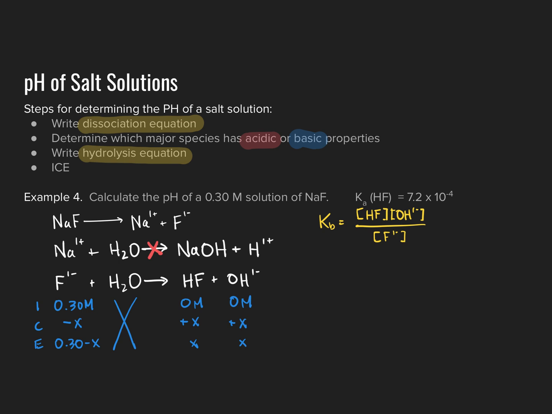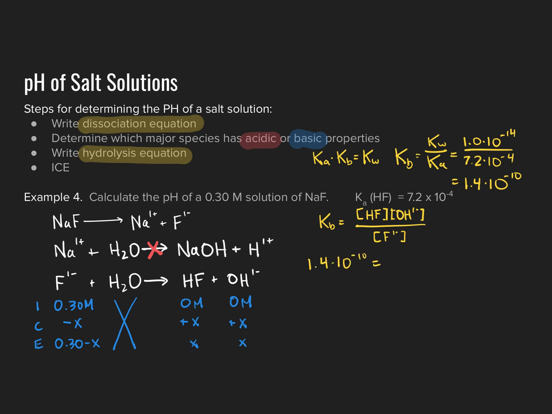The Kb of the fluoride ion would therefore be equal to the autoionization constant Kw divided by the Ka of its conjugate acid. So I have 1.0 times 10 to the negative 14th divided by the Ka of HF, which was given to me as 7.2 times 10 to the negative 4th. And a quick calculation there will yield a Kb for the fluoride ion of 1.388 times 10 to the negative 10th. So I'm going to go ahead and carry that over now into the expression that we have previously formulated here.